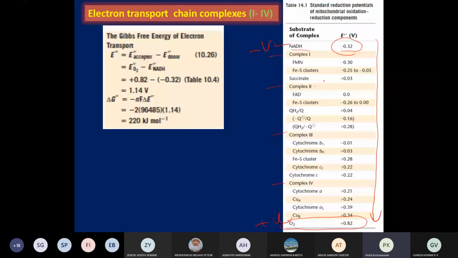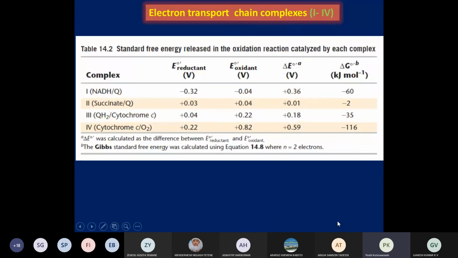The more positive the complex, the more easily it can gain electrons from the previous complex. That facilitates the movement of electrons from complex 1 to 2, 2 to 3, 3 to 4, and so on. Therefore, the redox potentials of all these complexes lie between the redox potential of NADH and the redox potential of oxygen. This is a point you need to remember, because only then does unidirectional electron transfer take place.